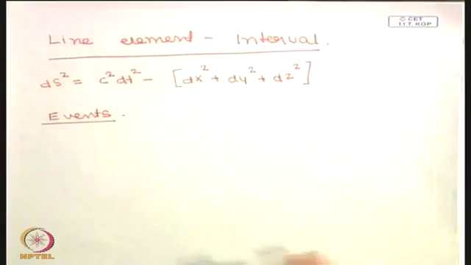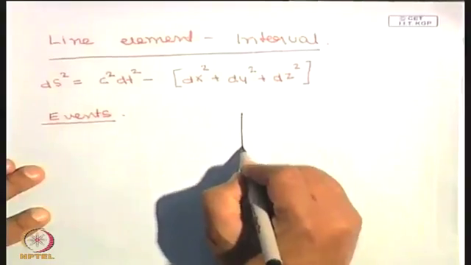What is an event? We all know what an event is. You are born, the clock ticks 1 second, that is an event. Okay. So, we can represent events on what is called a space-time diagram.